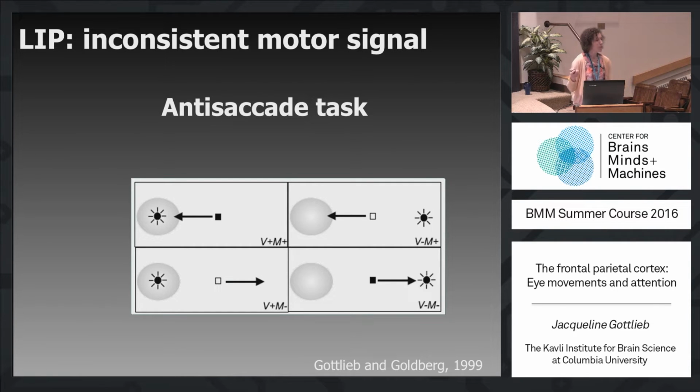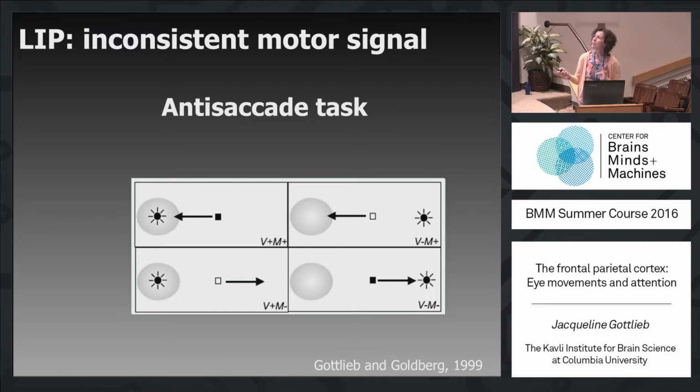What we did is a pro-saccade, anti-saccade task, which is a classic task of dissociating visual and motor selection. So this is how it went. The monkey fixated in the center. We are recording from a neuron with a receptive field. Let's say it's on the left here. And we simply flashed the visual stimulus and asked the monkey to make an eye movement.